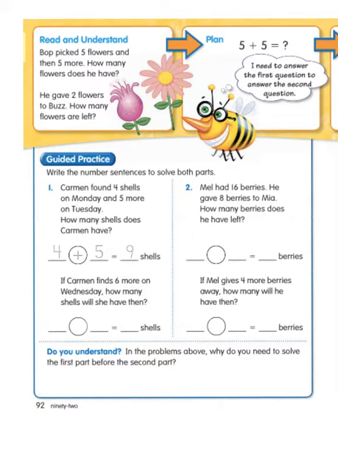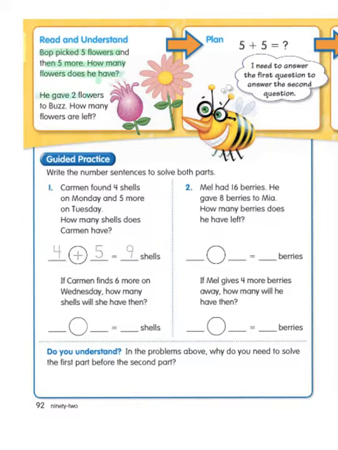Okay, second graders, today we are going to do two-part story problems. Okay, let's look up here. Let's see if we understand. Bob picked 5 flowers and then 5 more. How many flowers does he have?